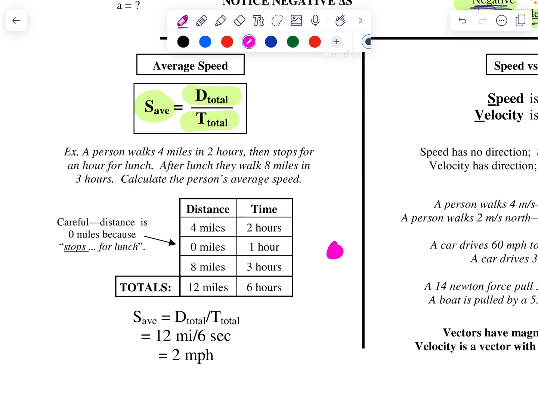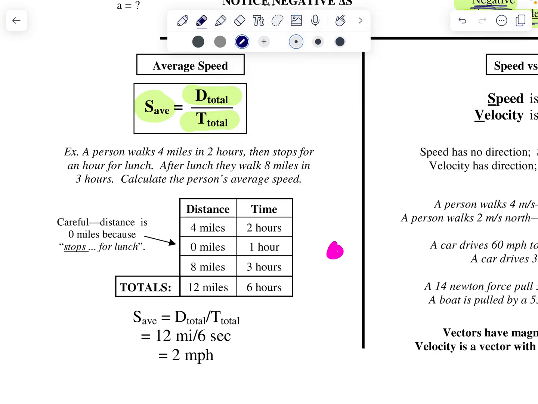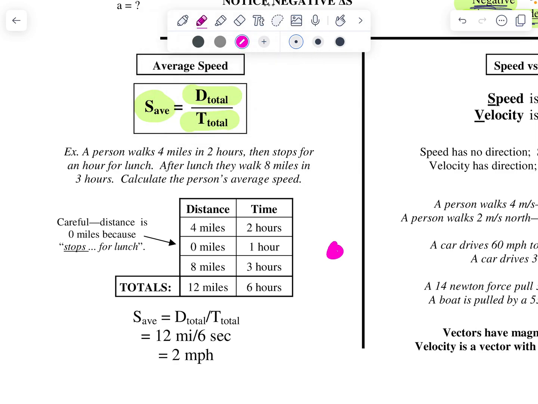I don't know why this is so fat on this one. Sorry about this.